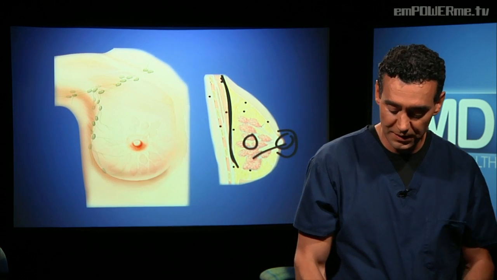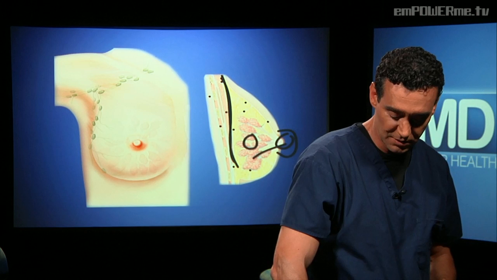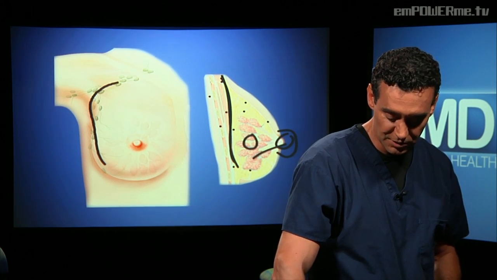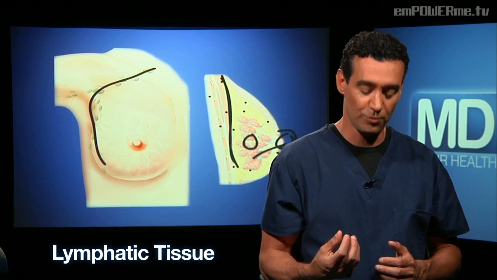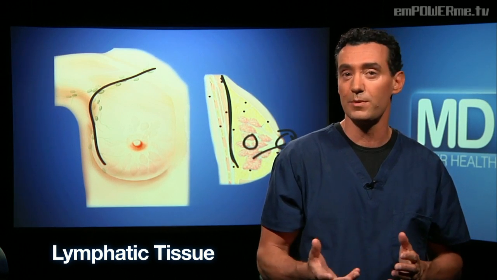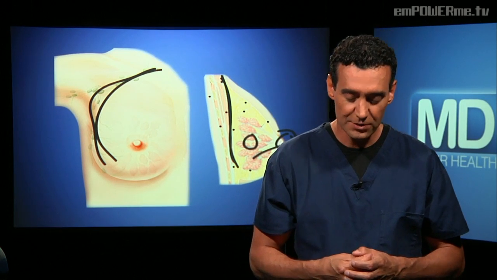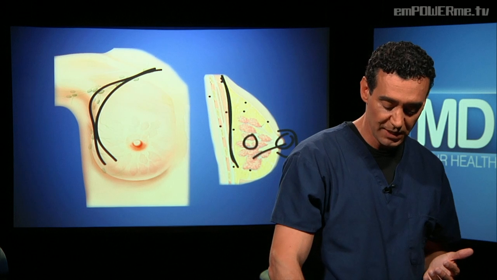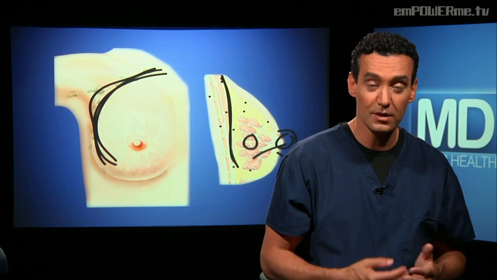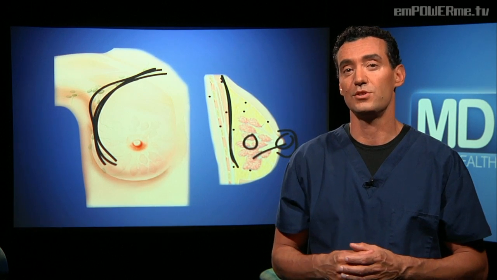And then when we look at the outside of the breast, we also notice in this diagram this greenish tissue, which represents the lymphatic tissue. The lymphatic tissue is important for bringing waste products away from the breast and also for bringing immune cells like white blood cells to the breast. It's also important because that's typically how breast cancer tends to spread, through the lymphatic tissue.